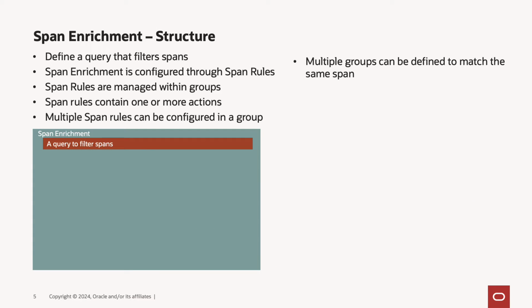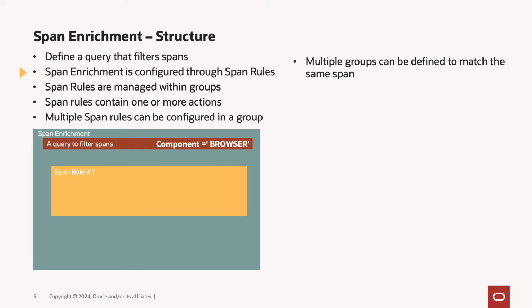Next, let's take a look at the structure of the span enrichment rules. First, define a query that filters spans. For example, components equals to browser. The span rule will apply to all the spans with this condition.